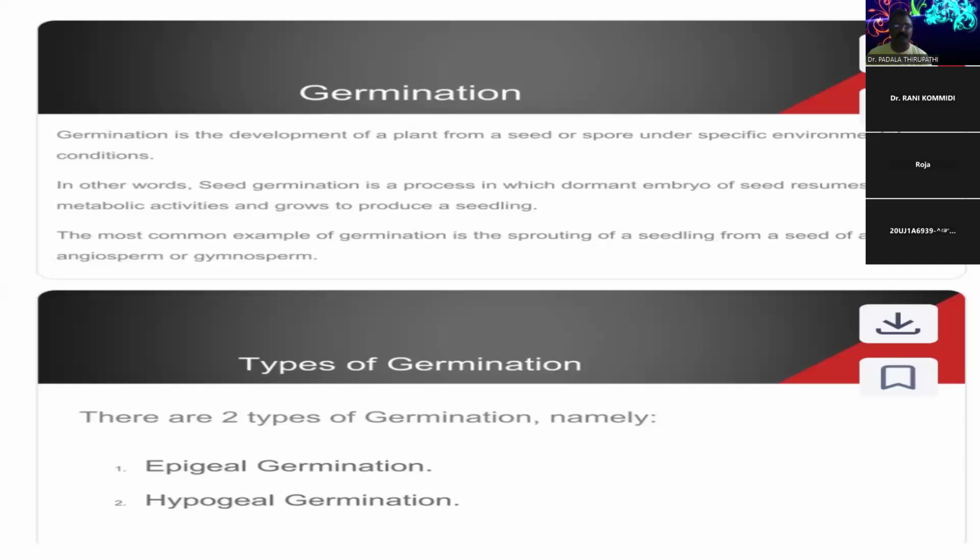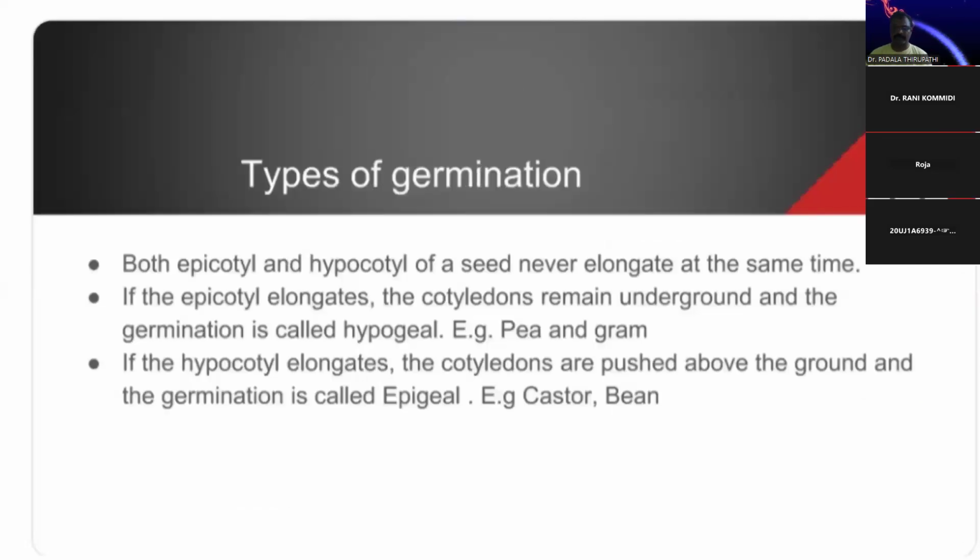The germinations are of two types, epigeal and hypogeal. Both epicotyl and hypocotyl of a seed never elongate at the same time. If the epicotyl elongates, the cotyledons remain underground and the germination is called hypogeal, like pea plants and gram plants.